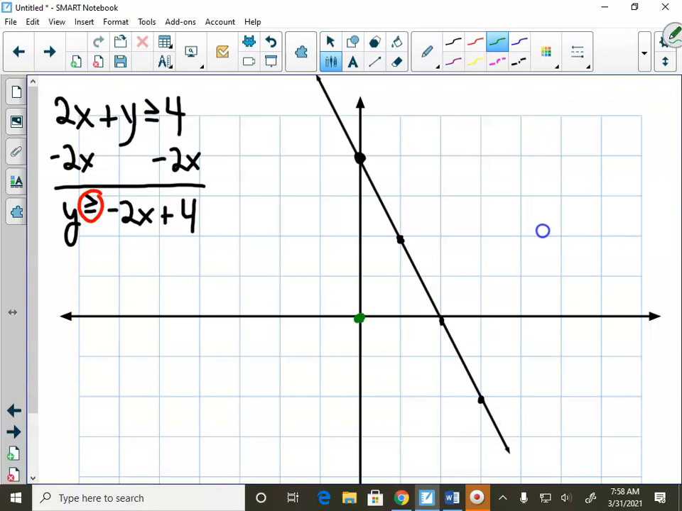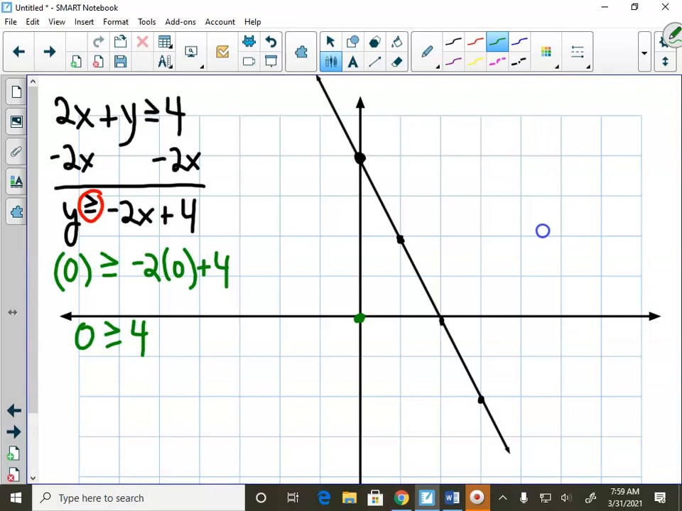So I'm going to pick 0, 0 and substitute that into my inequality and see if that point makes my inequality true. So I would have 0 is greater than or equal to negative 2 times 0 plus 4, which would mean that 0 has to be greater than or equal to 4. Well, that's clearly not true. So the point that we chose is not on the shaded side.